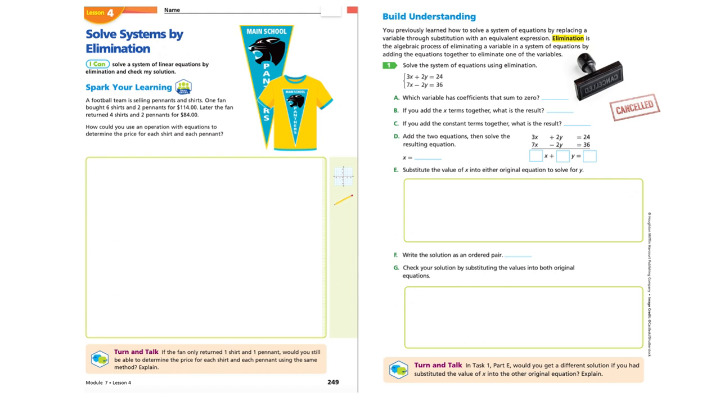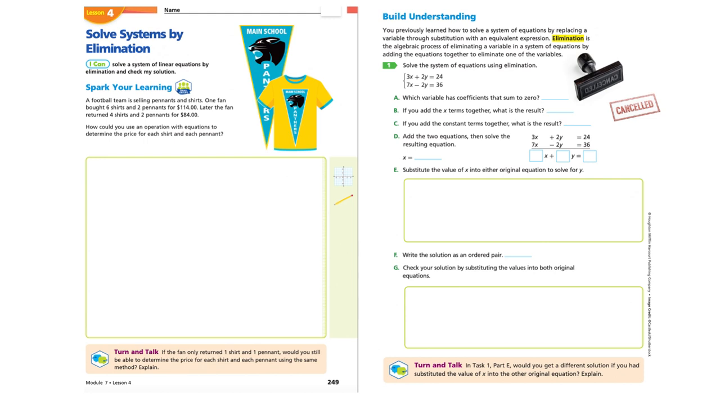All right, so in the build understanding, it says you previously learned how to solve a system of equations by replacing a variable through substitution with an equivalent expression. That was just in lesson 3. Elimination is another method. It's the algebraic process of eliminating a variable in a system of equations by adding the equations together to eliminate one of the variables. This lesson is a really great one because they go through step by step how to do this type of process, and it's really helpful. So let's look at this.